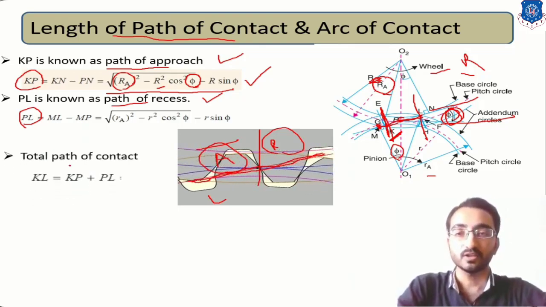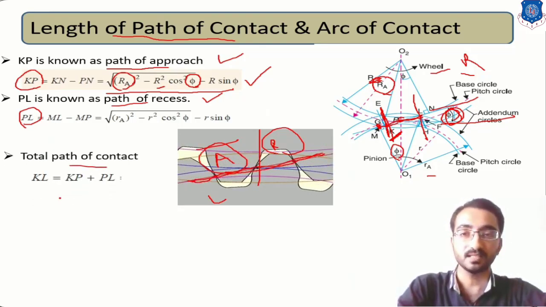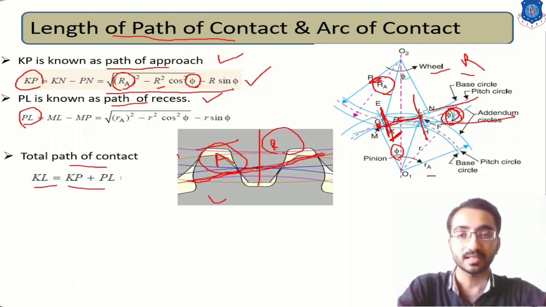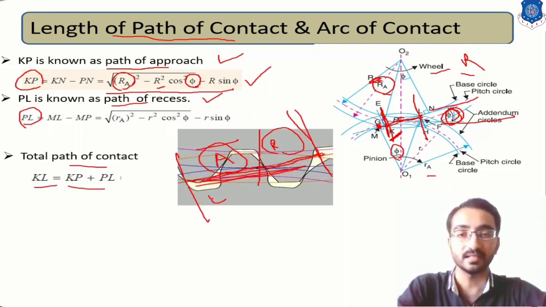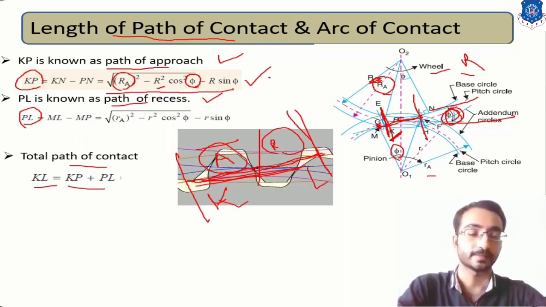Now the total path of contact will be the addition of KP plus PL. So total path of contact KL is equal to KP plus PL. That is the total distance from engagement starting to the total disengagement, and this distance KL is known as the length of path of contact.